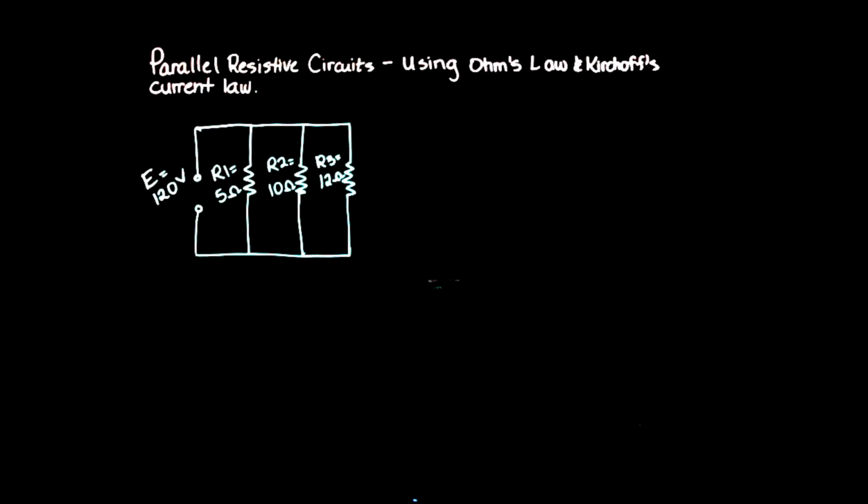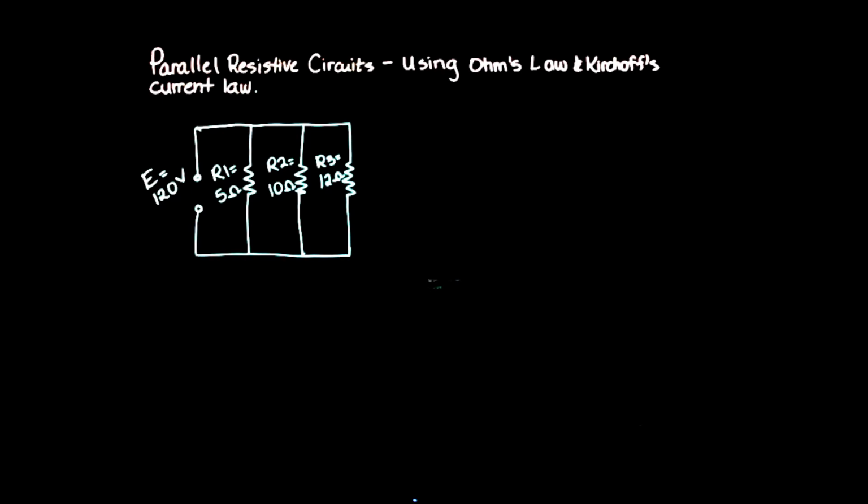Hey everybody. So today I wanted to take this opportunity to solve a parallel resistive circuit using Ohm's law and Kirchhoff's current law. So here on the board I have drawn a 3-branch parallel resistive circuit. Branch 1 contains a resistor that has the value of 5 ohms. Resistor 2 is 10 ohms. Resistor 3 is 12 ohms. Our supply voltage for this circuit is 120 volts.